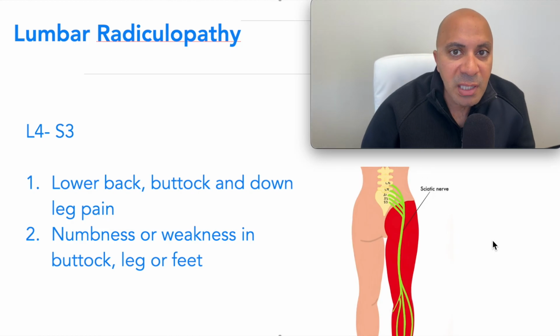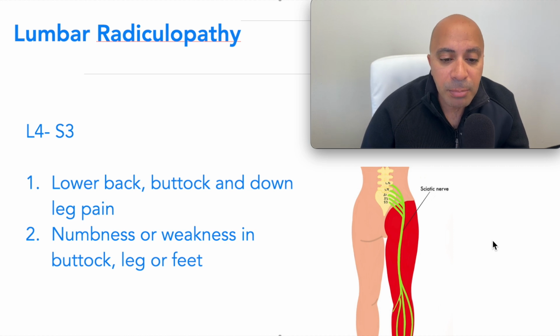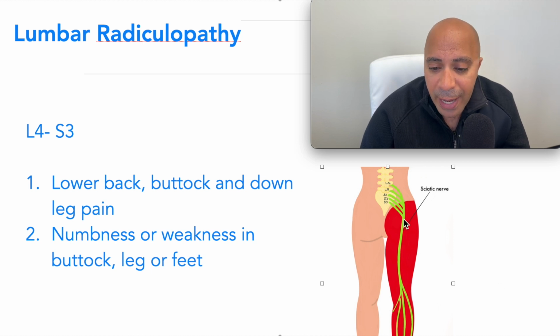So the first common sign and symptom is low back pain, buttock pain, and pain going down your legs, and that is due to the distribution of the nerve, the compression that caused those symptoms of pain. The second sign and symptom is numbness, tingling. Also with severe cases, you start to have weakness in your leg, your foot, and you feel numbness, tingling in the back of your leg, your calf, and your foot.